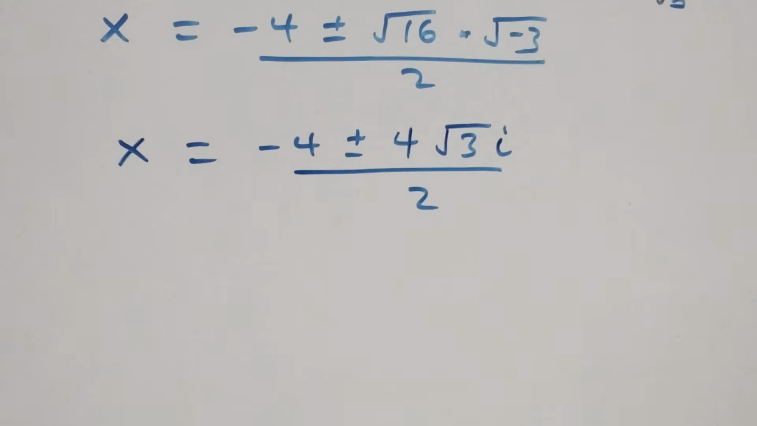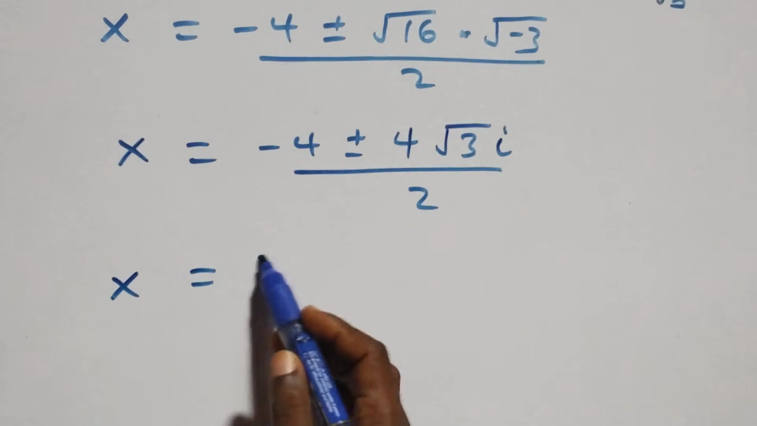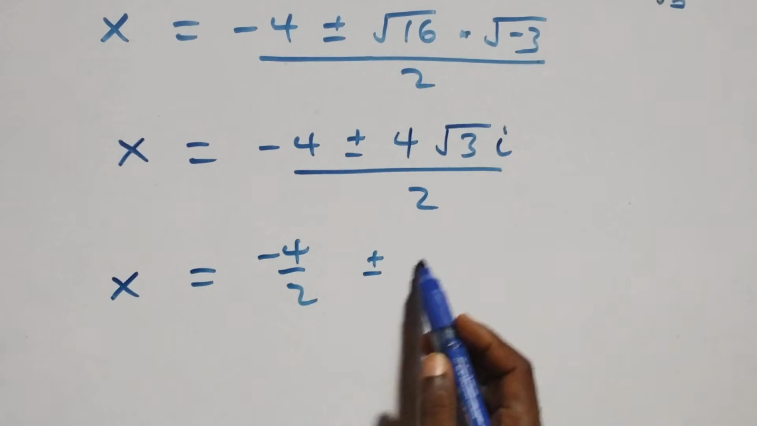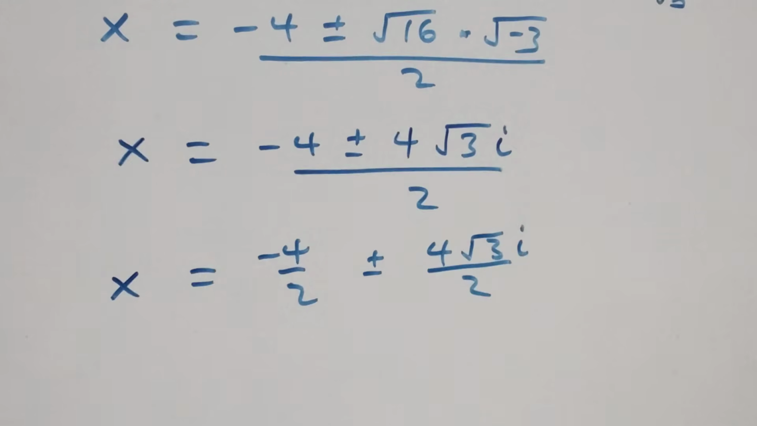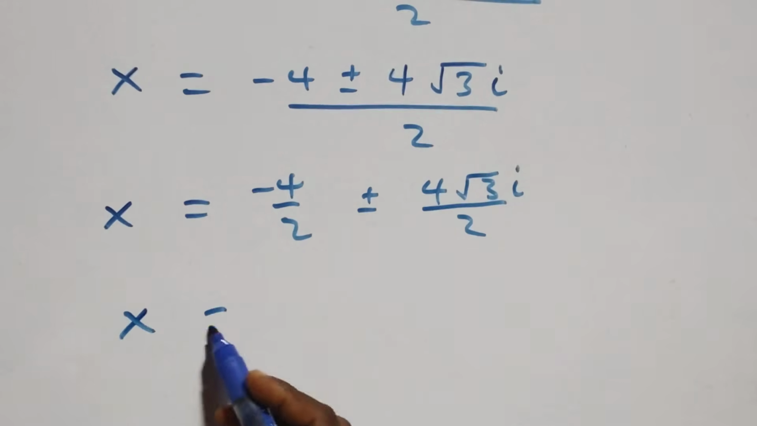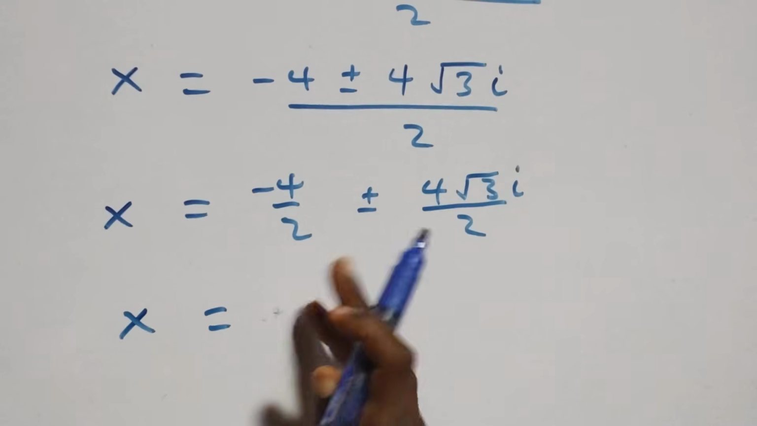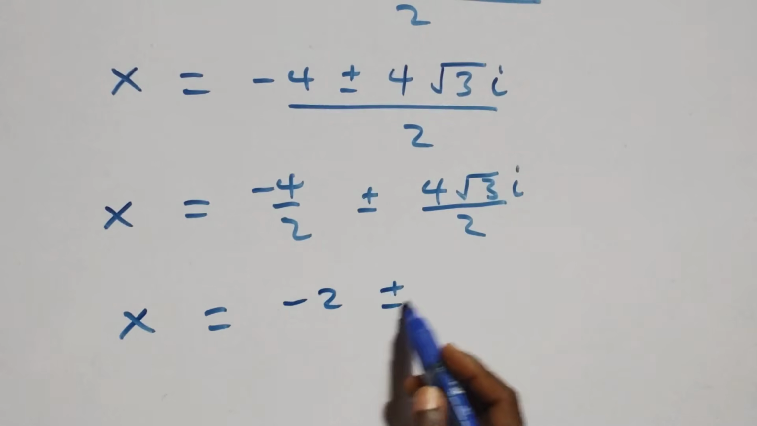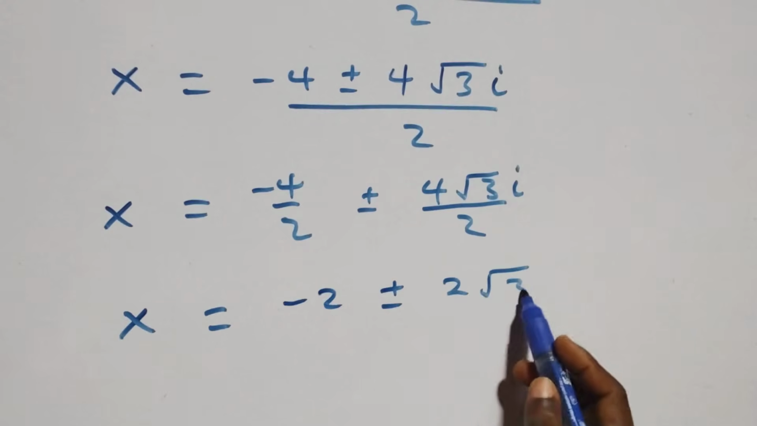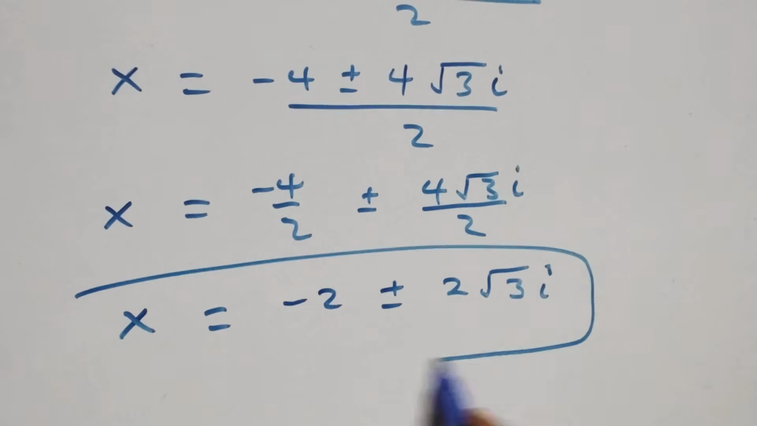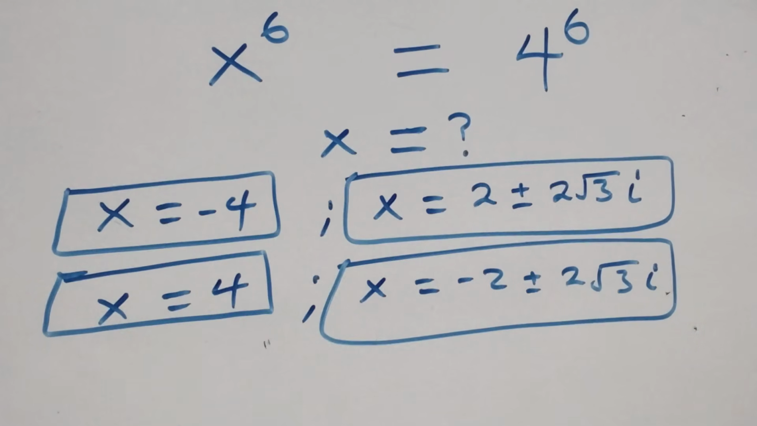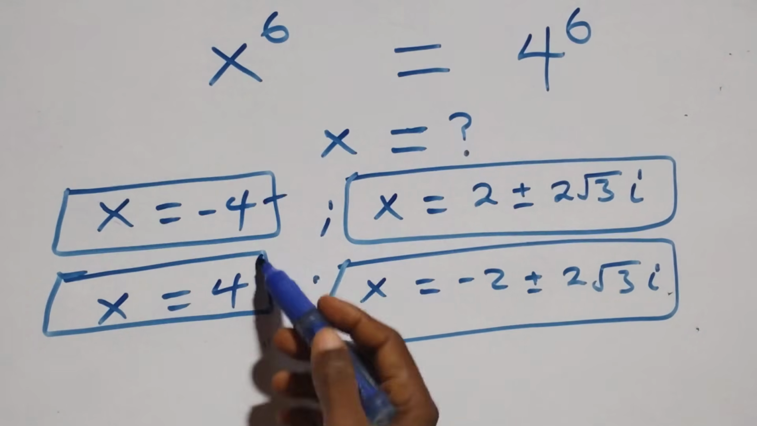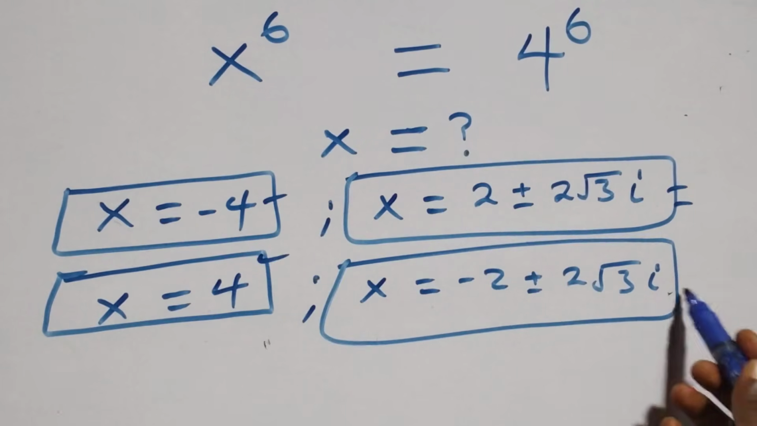Then we also separate this and we have x equals minus 4 over 2 plus or minus 4 root 3i over 2. That is, x equals minus 4 over 2, that's minus 2, then plus or minus 2 root 3i. That is, here we have two complex solutions as well, and therefore altogether in this problem we have 6 solutions: 2 real solutions here, 2 complex solutions here, and also 2 complex solutions here.